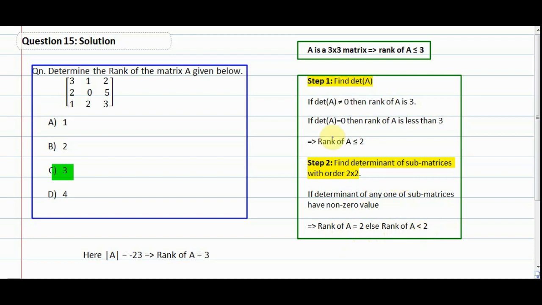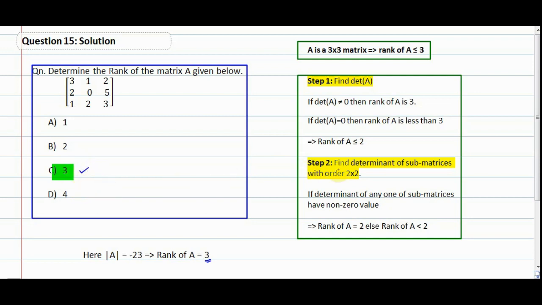Now let's check this problem. Here we have a matrix which is of order 3 by 3, therefore the rank will be less than or equal to 3. As a first step we will calculate the determinant of A. So here the determinant of this matrix will be minus 23. Therefore it's a non-zero value and the rank of A will be equal to 3. So here the answer is given by option C and it is 3.